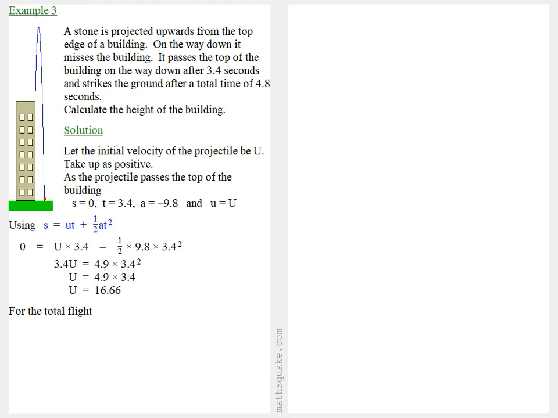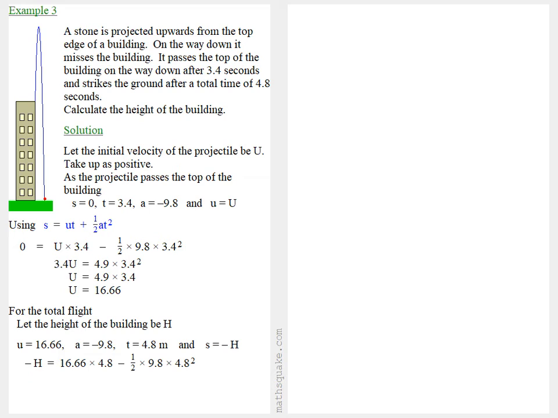For the total flight, let the height of the building be h. So u is 16.66, a is equal to minus 9.8, t is equal to 4.8, and s is equal to minus h. This gives us minus h equals 16.66 times 4.8 minus a half times 9.8 times 4.8 squared, which equals minus 32.928. And so h is equal to 32.928, and we get the height of the building is 32.9 metres.